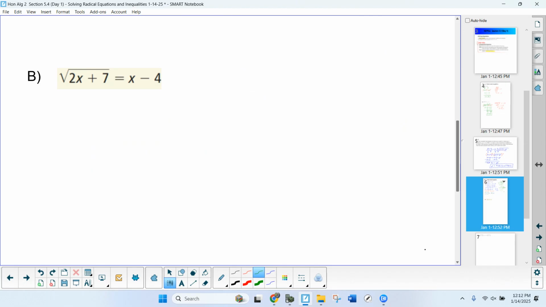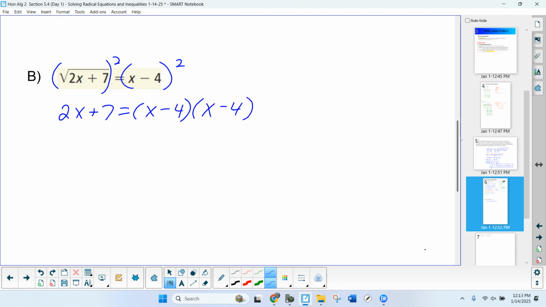Drew, what are we going to do first? Square root. Not square root, but I'm not taking the square root. Oh, square. I'm going to square this side, and I'm going to square that side. Yeah. So when you do, these cancel, you're left with 2x plus 7. And over here, you have to what? FOIL. X squared minus 8x plus 16. Bring this down.